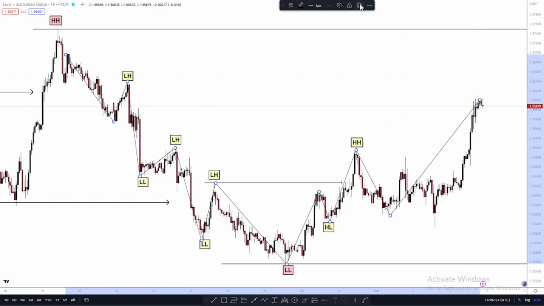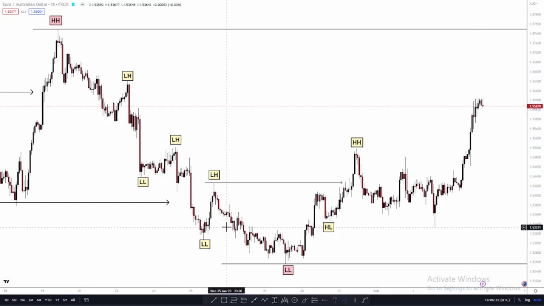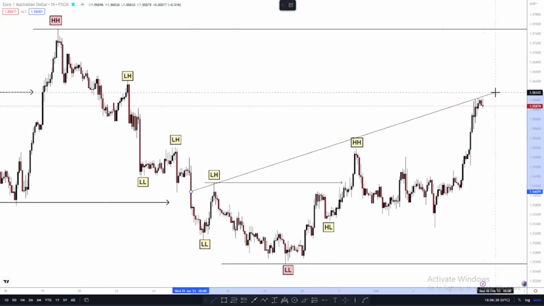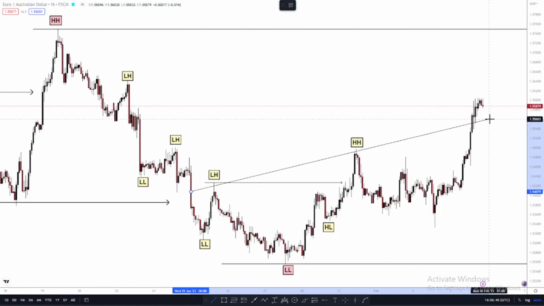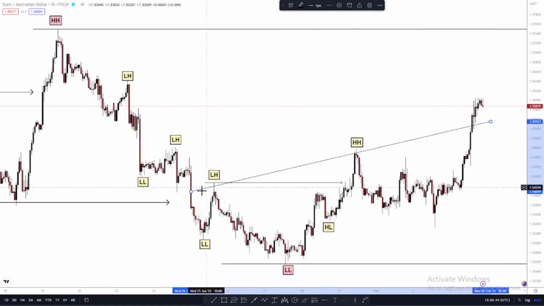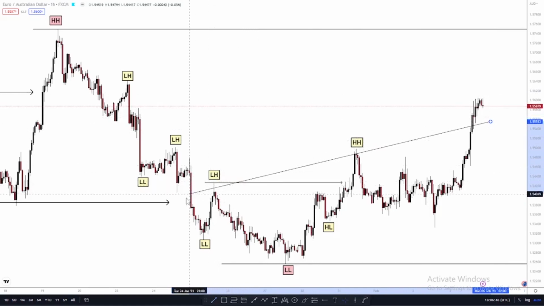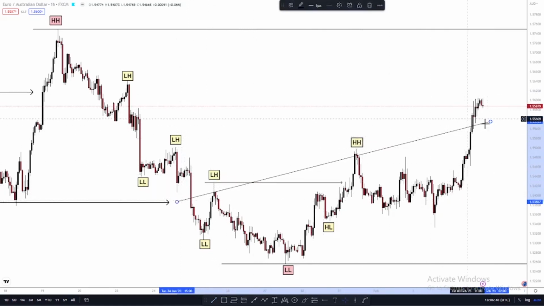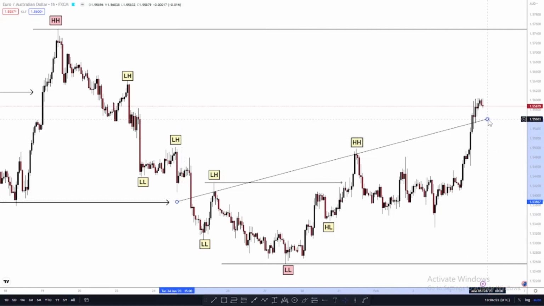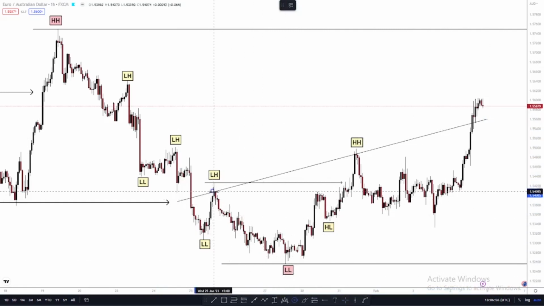But one thing we realize is after the shift in structure, we can see that price was trading within this channel. If I'm to draw my trend line to touch our highs, we realize that price was trading within this channel. Alright, so this is our first trend line. So we have our first touch here, and we have our second touch here.